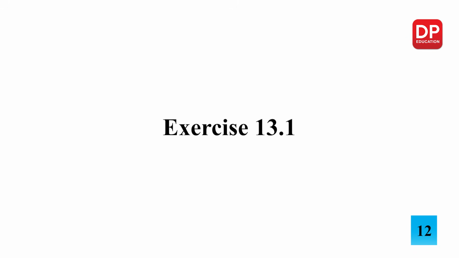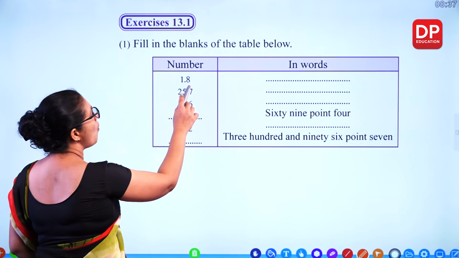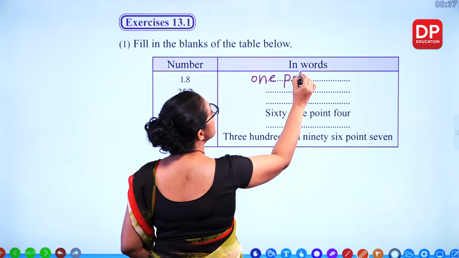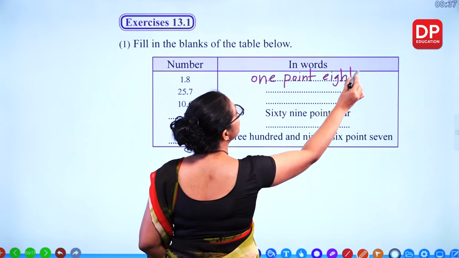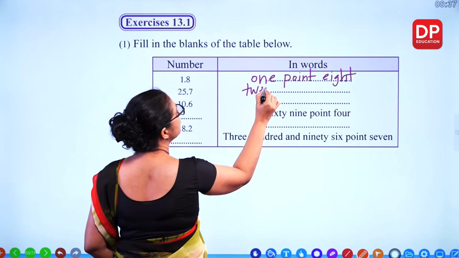Now we'll look at exercises in your textbook. Exercise 13.1. Fill in the blanks of the table below. Number is given. You have to write in words. 1.8. This one, 25.7.